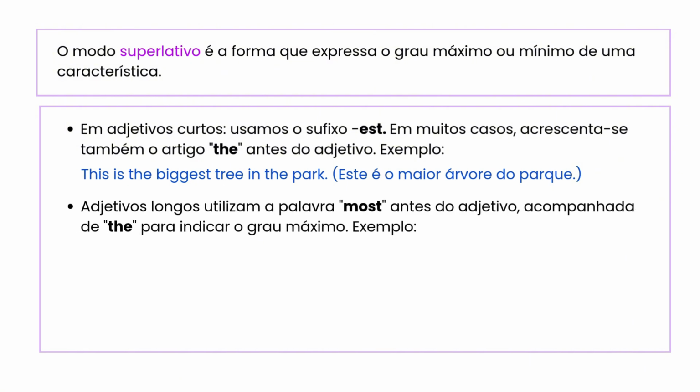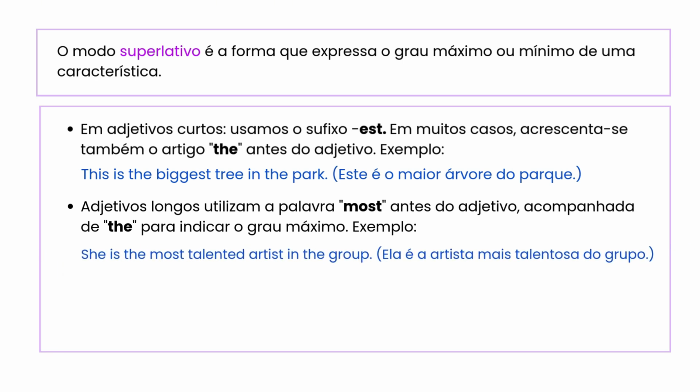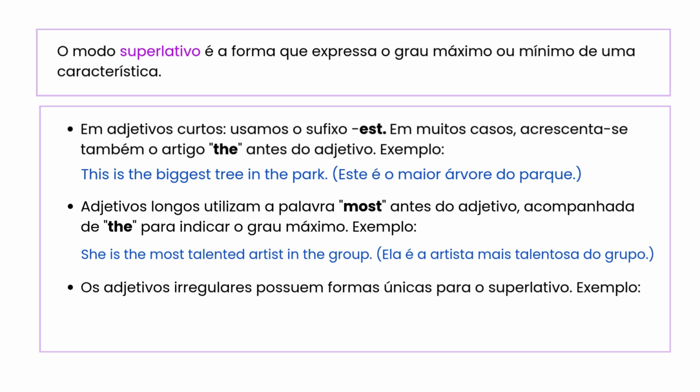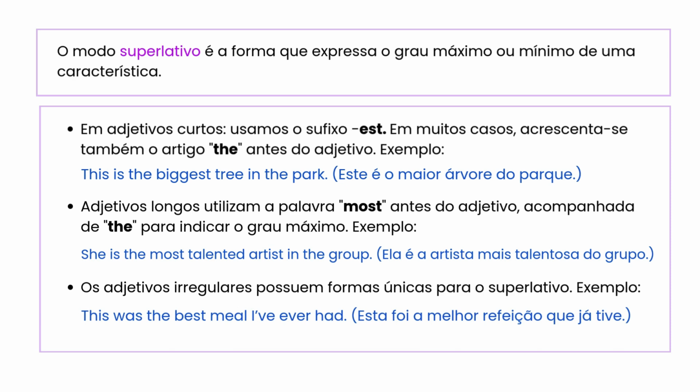Adjetivos longos utilizam a palavra most antes do adjetivo, acompanhada de the para indicar o grau máximo. Exemplo: She is the most talented artist in the group. Os adjetivos irregulares possuem formas únicas para o superlativo. Exemplo: This was the best meal I've ever had.